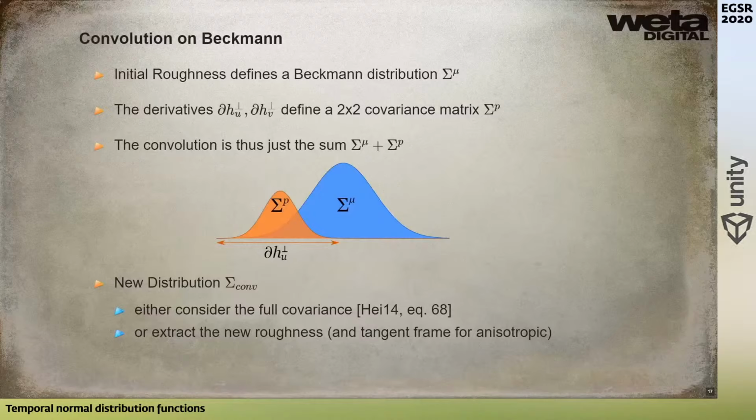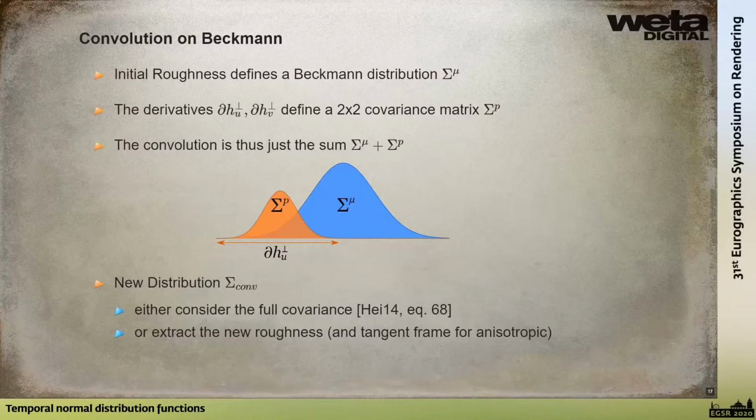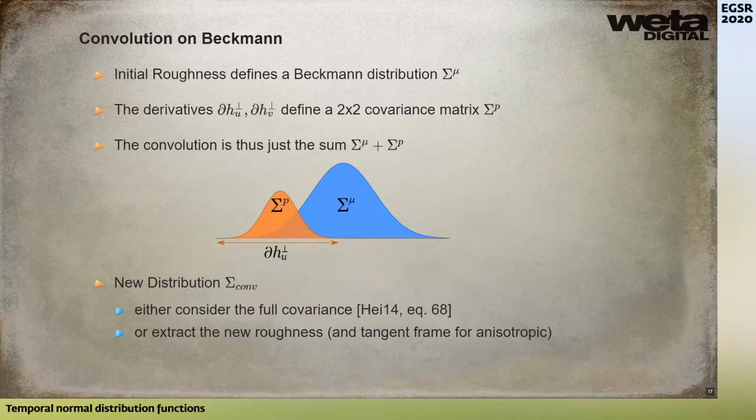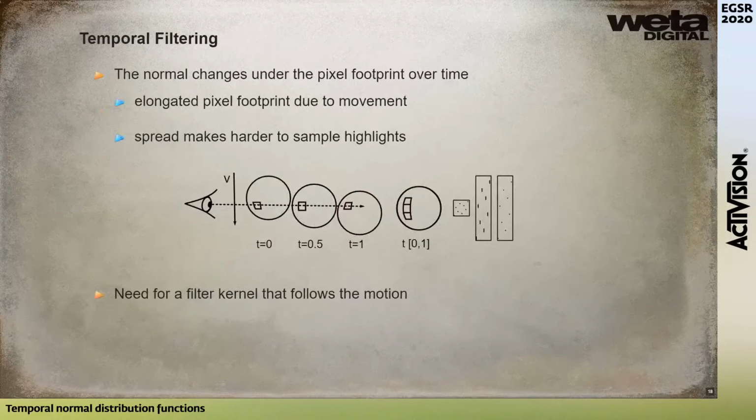Now that everything is set, we have two options. Either we consider the new distribution as is and evaluate the full covariance matrix in our microfacet model, or we can directly extract from it the new roughness value. For the latter, if the Gaussian is not axis-aligned or the filter kernel isotropic, it is necessary to extract the new roughness and the tangent frame through a singular value decomposition. As we've seen, accounting for curvature under the pixel footprint can be very helpful.